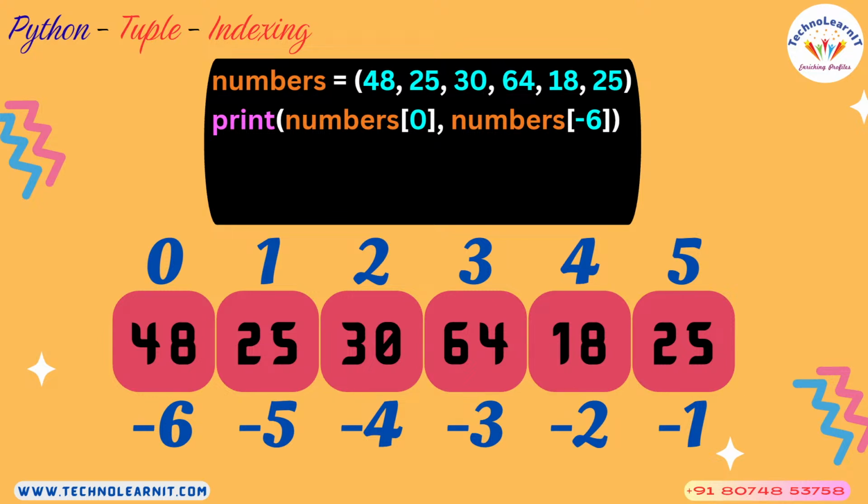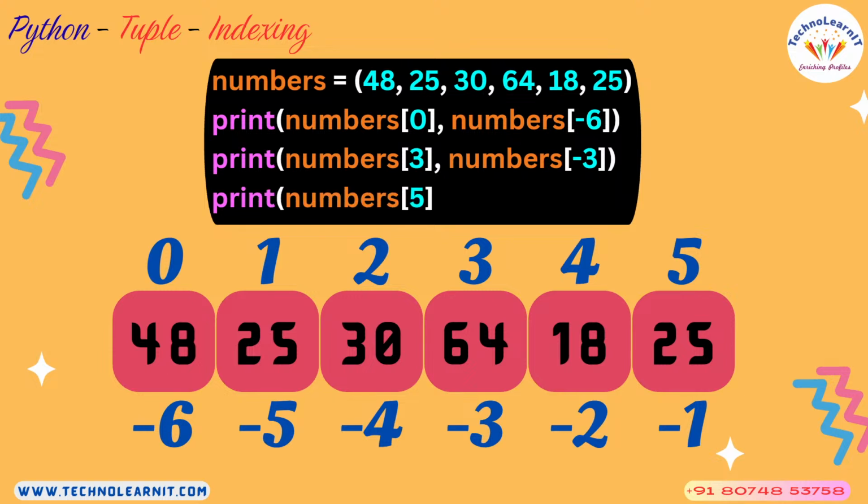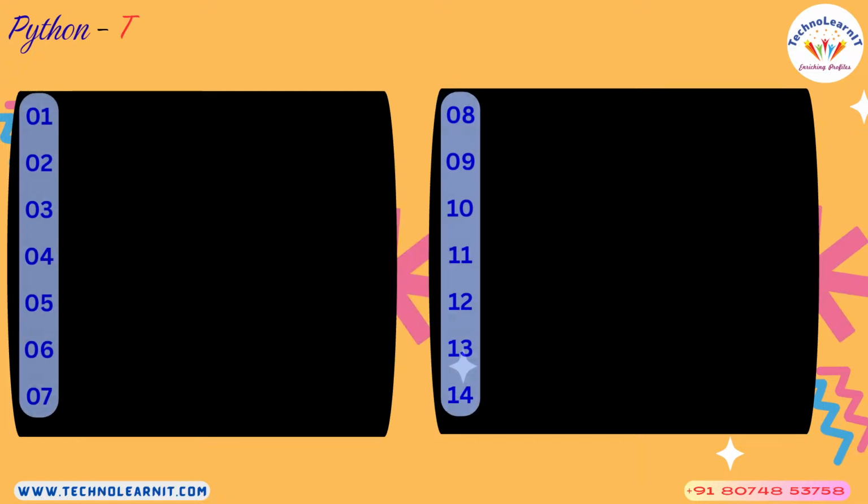All right. And what is the element at index -6? It is the same 48, right? So like this, numbers of 3, again, what is the element at index 3? It is 64. What is the element at index -3? That is also 64, right? And if you look at the element at index 5, it is 25, and the element at -1 is also 25. Like this, the same element can be accessed using a positive index as well as a negative index. It's up to you based on your convenience, based on what you are doing.